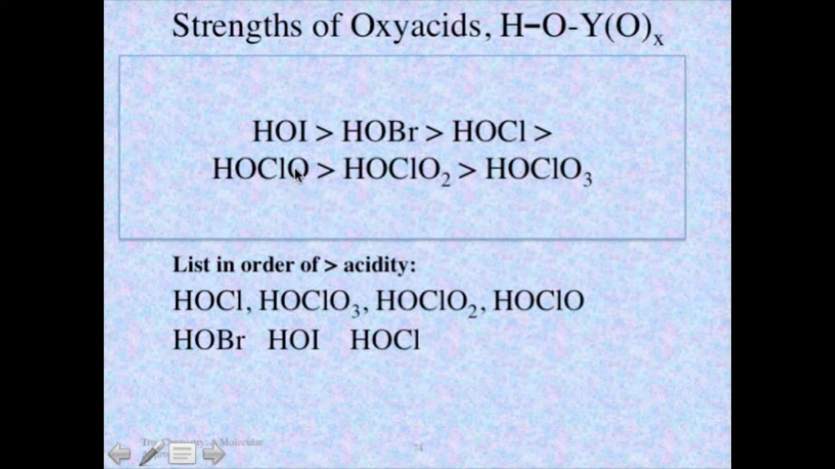Now we begin to add surrounding oxygen atoms to the central chlorine atom, and the more oxygen atoms we add, the more these electronegative oxygen atoms weaken the hydrogen-oxygen bond, and so the acid strength increases as we add more oxygen atoms.